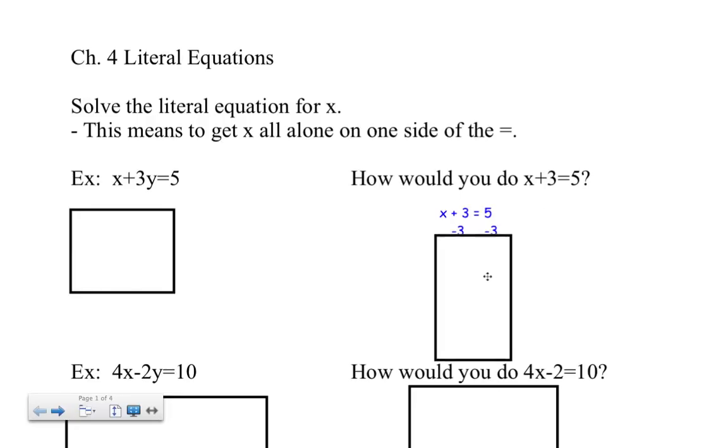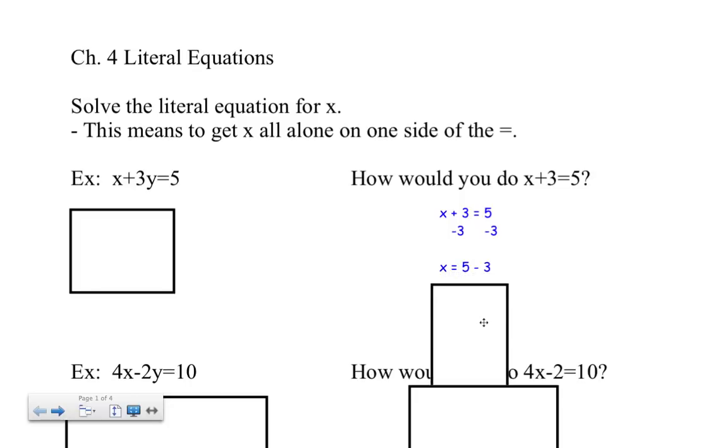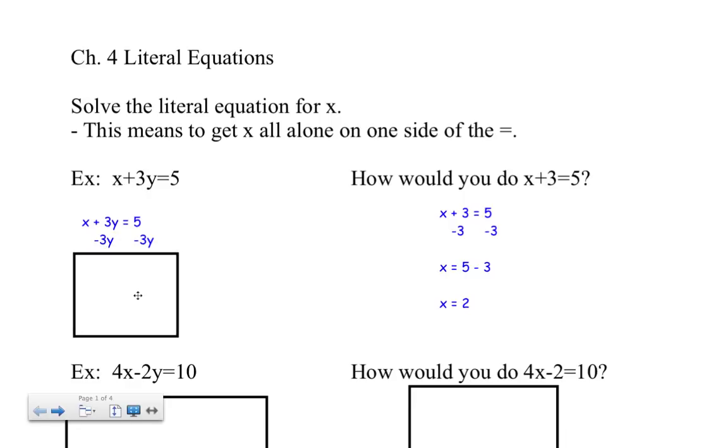Well, to do that, you would subtract 3 from both sides. And you'll see I didn't simplify it. There's a reason for that. And then after that, I had 5 minus 3. And then that gives me x equals 2. Well, I'm going to do the same thing here. I'm trying to get x by itself. So the first thing I'm going to do is subtract 3y from both sides. And I get 5 minus 3y. You can see the similarities. But I can't combine 5 and 3y, so this right here is my final answer.